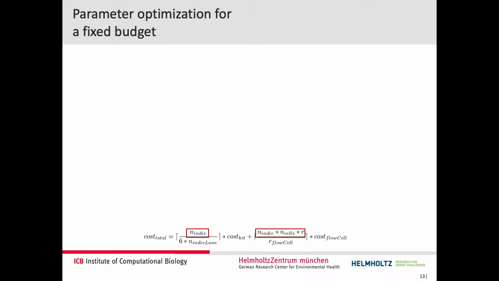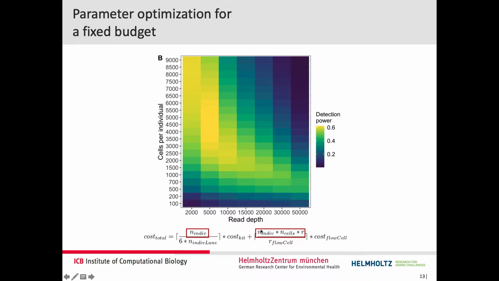We extended this further by also incorporating the budget. A realistic use case is often that we have a specific experimental budget that we can spend, and we want to look at what parameter combination is the best, given this budget. For this, we incorporate also a cost function, again dependent on our 3 main parameters. And this gives us now a grid of possible parameter combinations. We have here the number of cells and the read depth, and the third parameter, the sample size, is then uniquely defined given the other 2 and the budget.